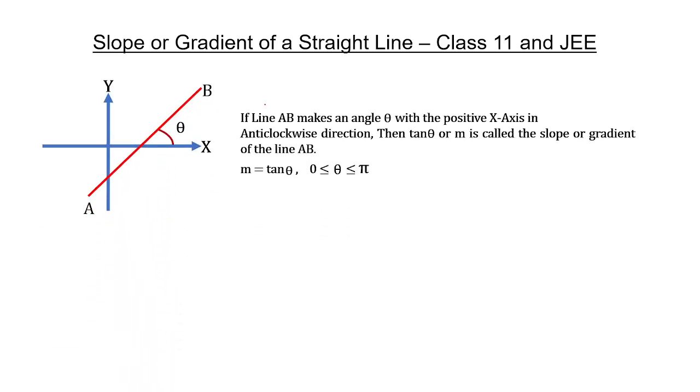So let us assume one line AB is there which makes angle theta with the positive x-axis in anti-clockwise direction. Then the slope of the line will be equal to tan theta, where theta is always between 0 to pi, because when the angle becomes more than 180 degrees or pi, it will start repeating its old values. That's why we say this angle is always 0 to pi.